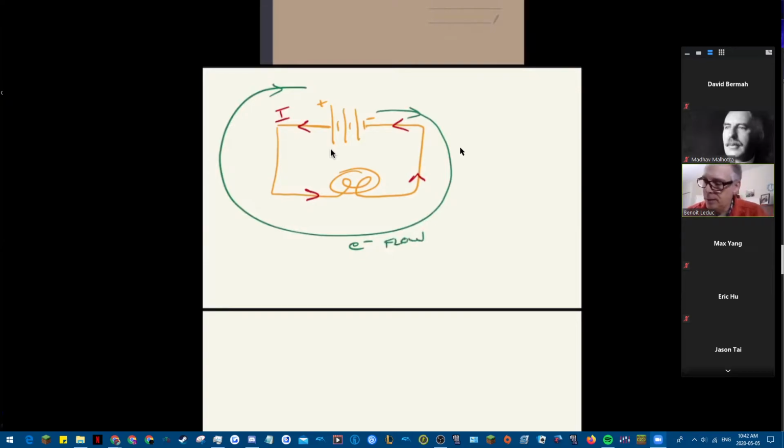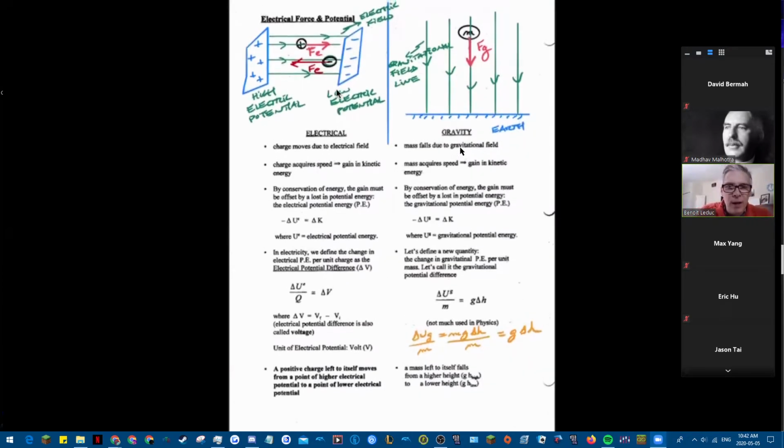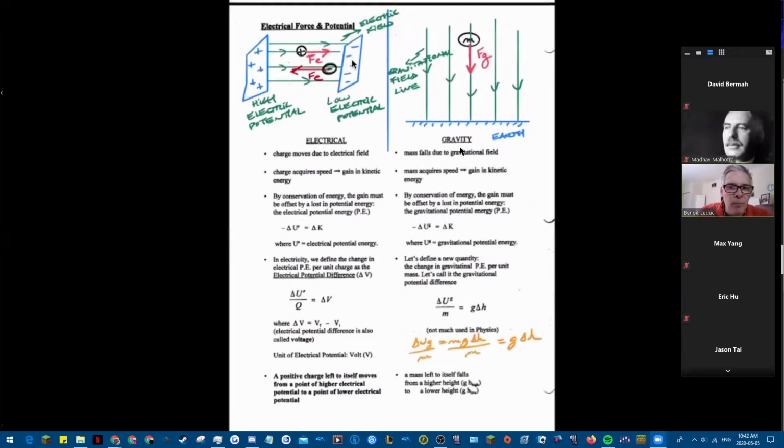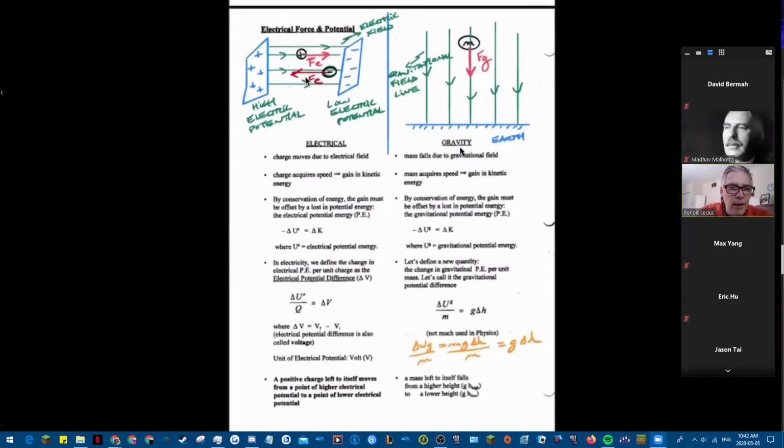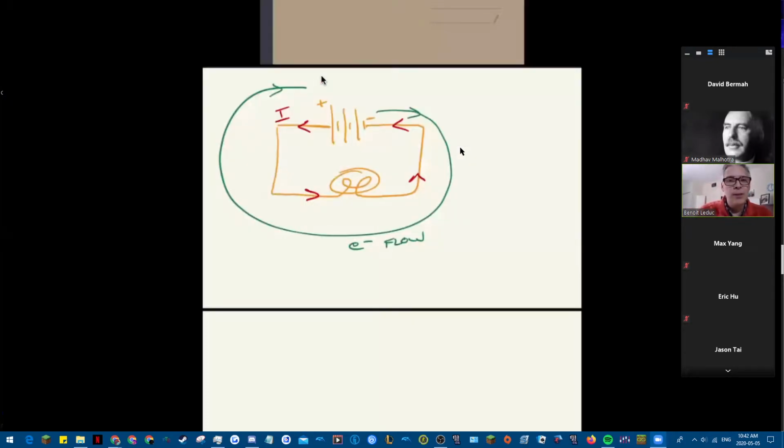Okay, and it's saying, remember here, left to itself, a negative charge goes from low to high. From low to high. All right, from low to high. So in this circuit here, the electrons are actually going the other way around. But why do we say the current goes opposite the electron flow?